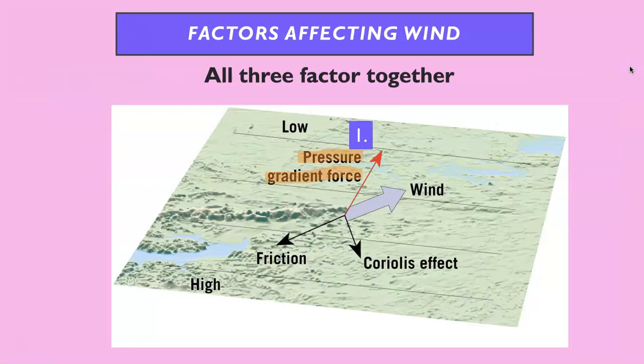So all of these factors together, the red arrow shows the wind that's going from high to low pressure. The Coriolis effect moves it to the right, so the arrow looks like this. And then the friction drags it backwards, so in the end, the net direction is this giant arrow here.